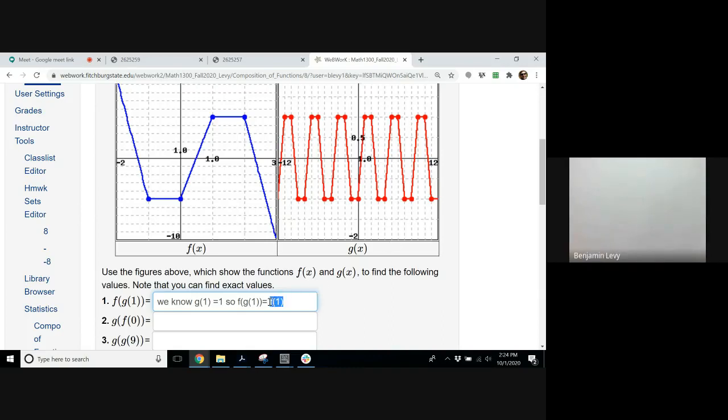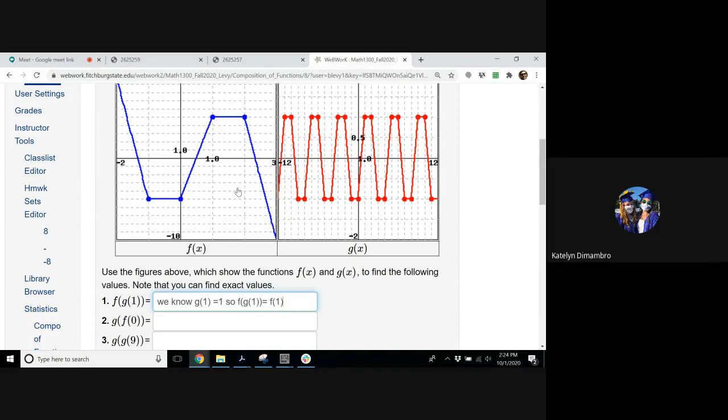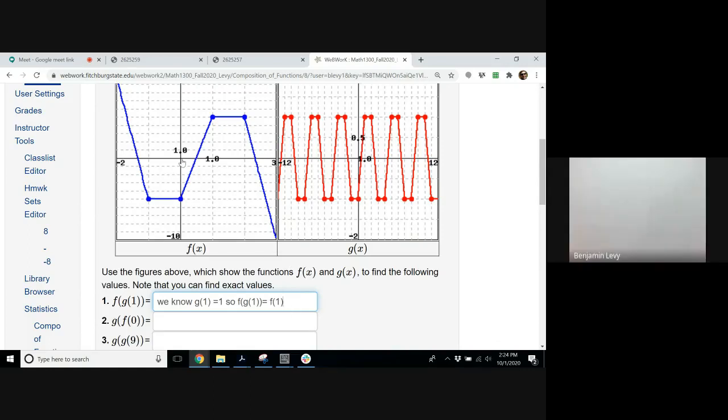And this is something that's easy to do. We just look at the blue graph at x equals 1. It's that simple. And so we go to x equals 1 on the blue graph. We go up to the function. It's right here. This is the point, y equals 5. And so f of 1 is 5.